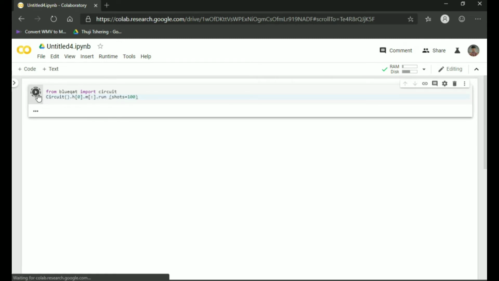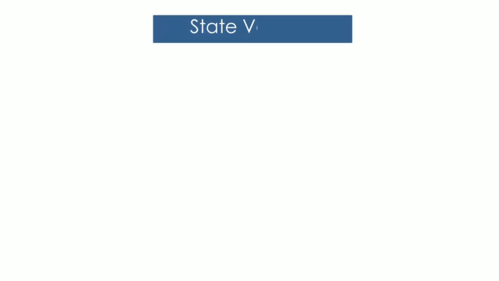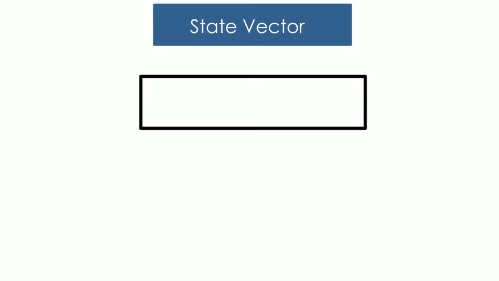The answer is uncertain and changes slightly every time you click on the run button. But the answer will always be almost half of each. Let us go on to the next topic, that is the state vector.